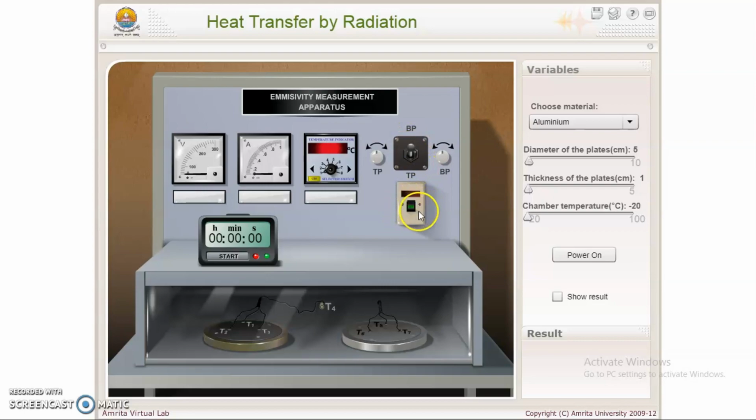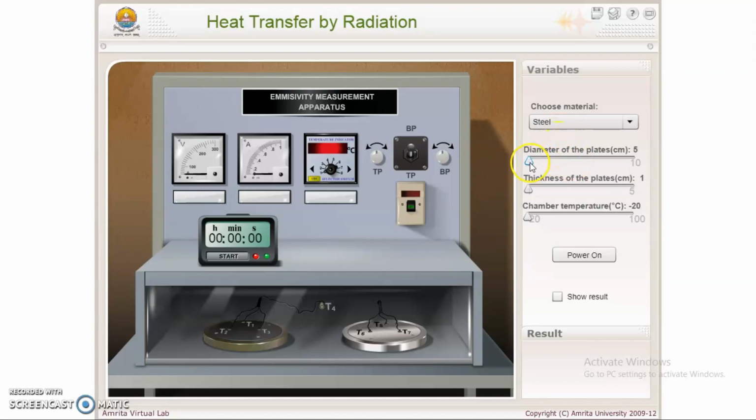This is the main switch. Here there is a timer given. See, this is the black plate, which has 3 different temperature sensors T1, T2 and T3. Similarly for the test plate, the temperatures T5, T6 and T7 are given. So here we need to select the material first. I am selecting steel material. Now you can see the color changes over here as I select steel.